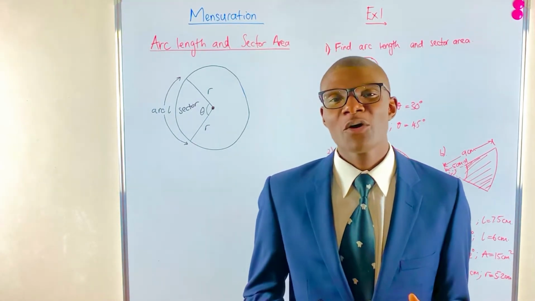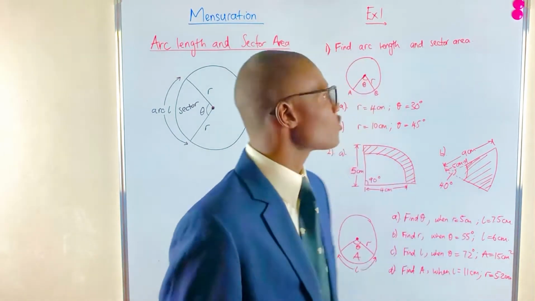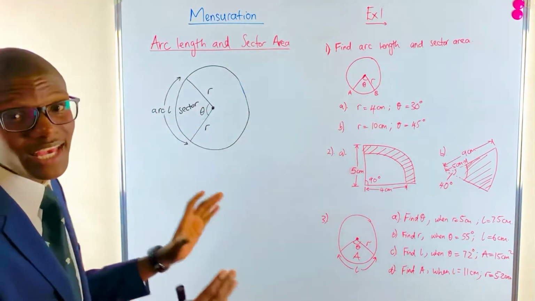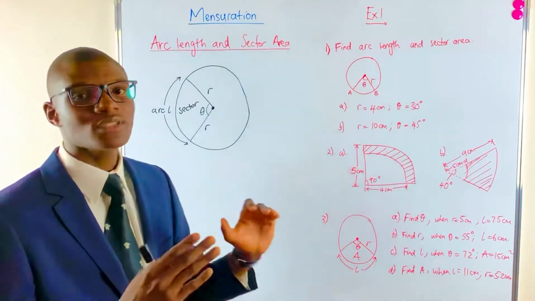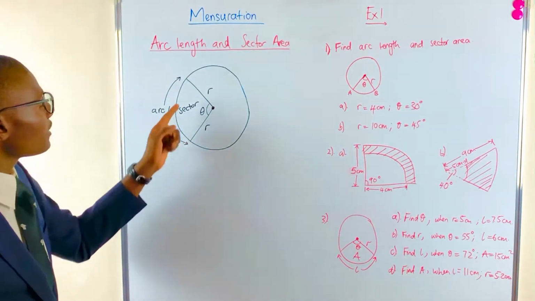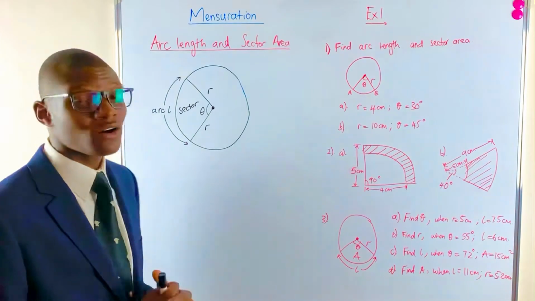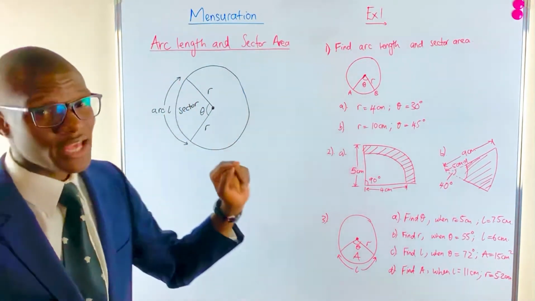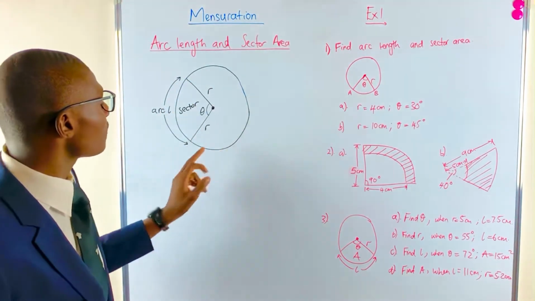In today's video, we're going to talk about the arc length and the sector area. So to start off, if you look at this circle, we've got this section of the circle, or a piece of the circle, that has been cut off. This is what we call the sector of a circle. And then this arc is what we call the arc of the sector of the circle. From the center to the circumference, we call that distance the radius. So we've got the radius, then we've got the radius.